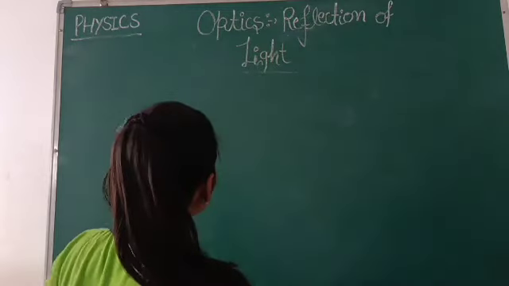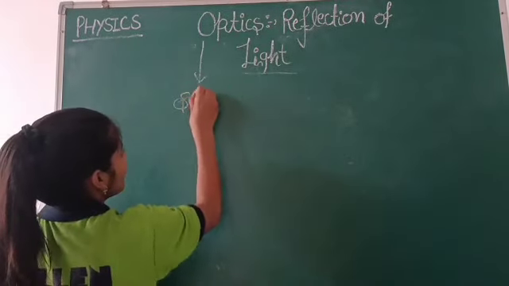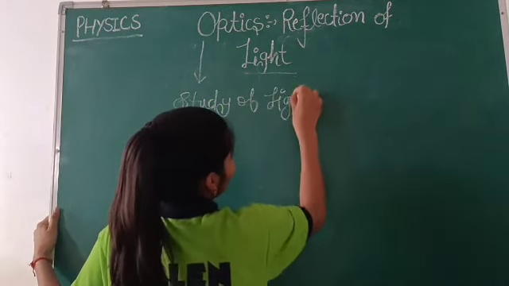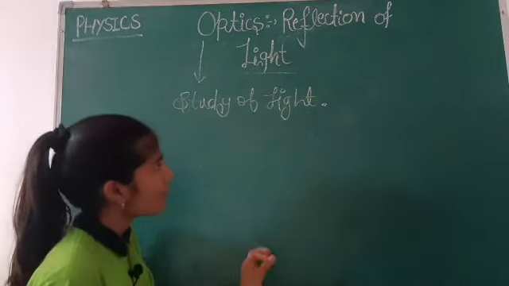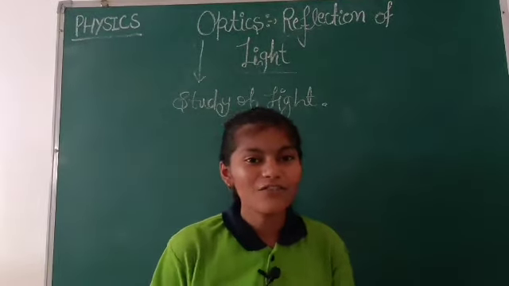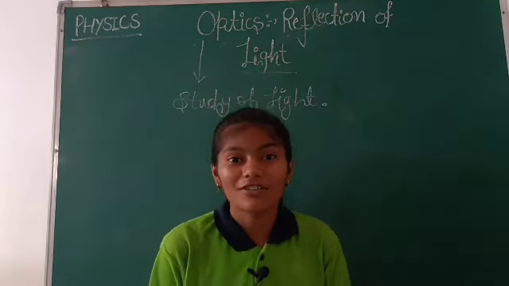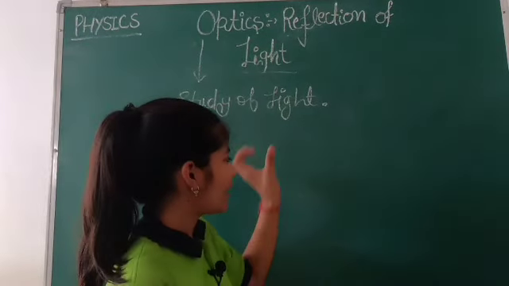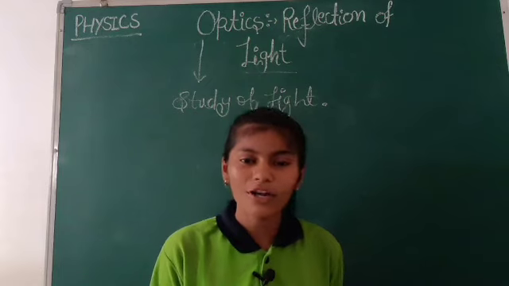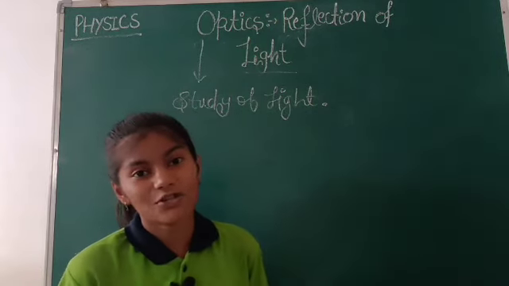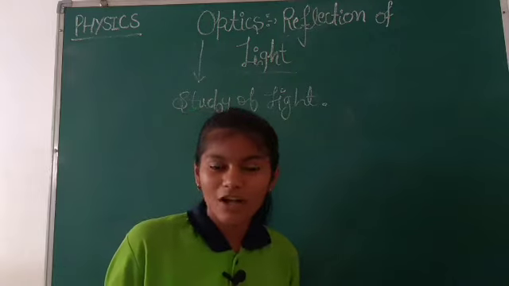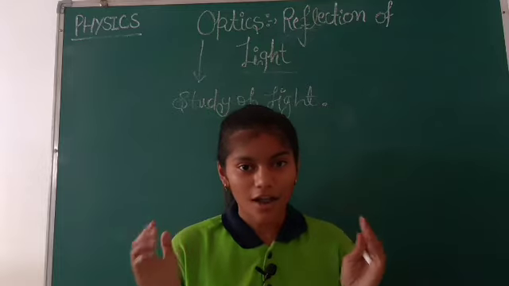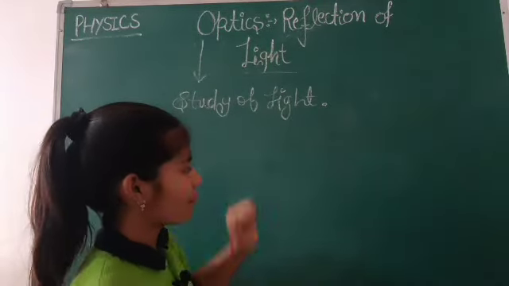So if we define this, we can write that optics is nothing but the study of light. Now we should know what is light. Now light is a form of energy which enables us to see all around us. If we define light, it is the only thing in this universe we can actually see, because apart from luminous objects, all are just reflecting light, due to which images are formed in our eyes. So light is very important for us.